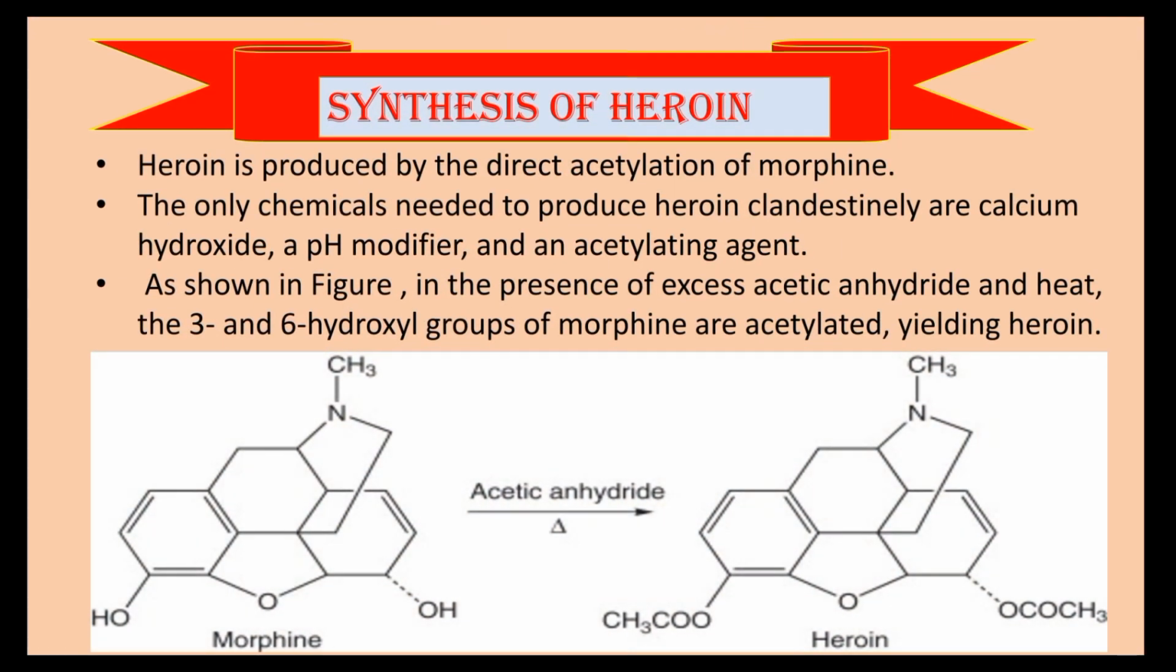Then, synthesis of heroin. How can we synthesize heroin? Heroin is produced by direct acetylation of morphine, and morphine is converted into heroin. The only chemicals needed to produce heroin are calcium hydroxide, a pH modifier, and an acylating agent. As the picture shows, in the presence of excess acetic anhydride and heat, the 6 and 3 hydroxyl groups of morphine are acetylated, yielding heroin.